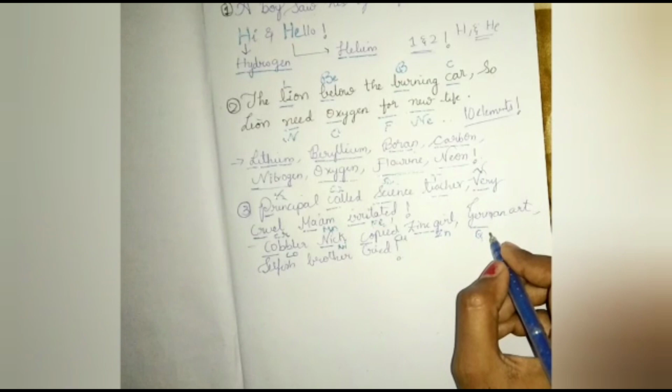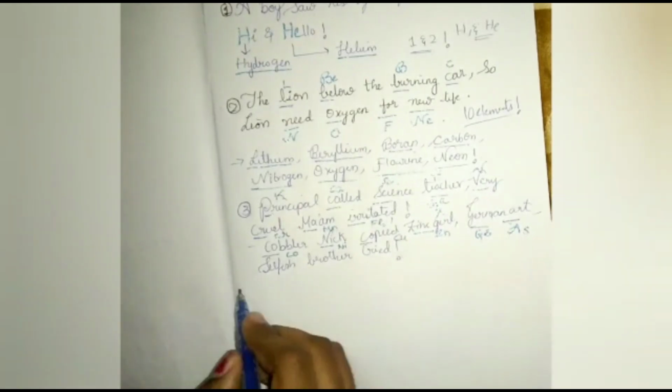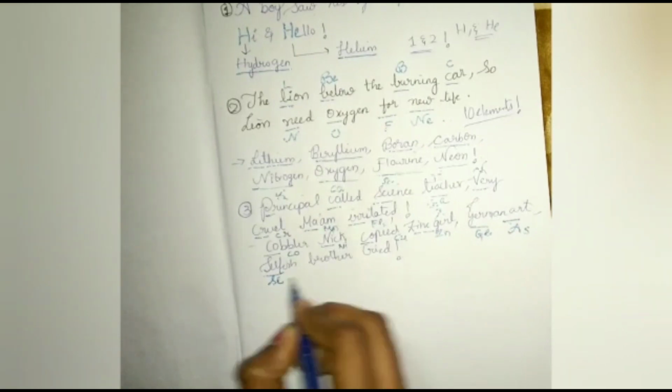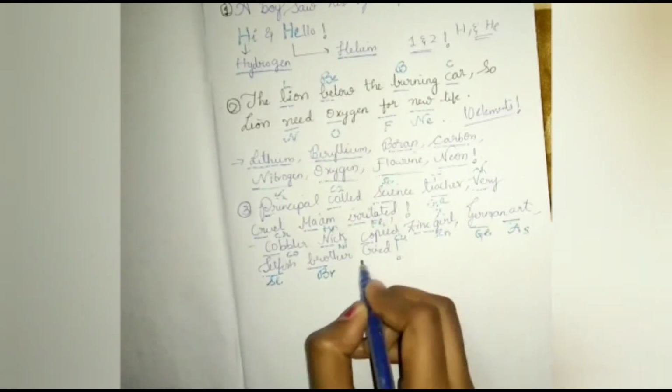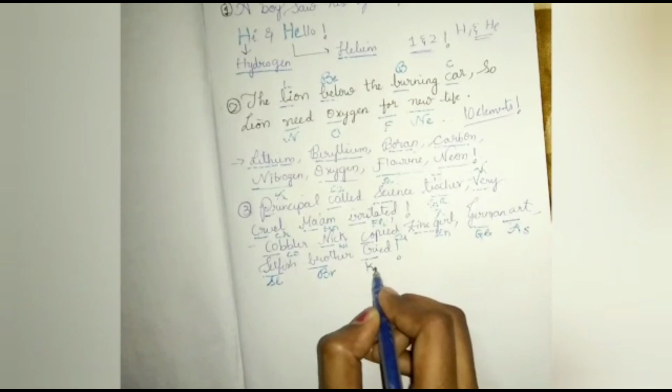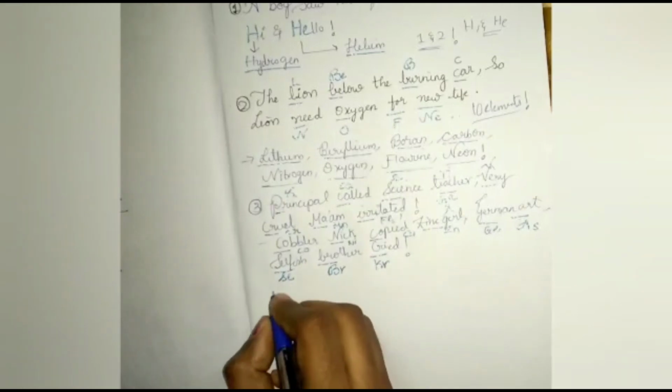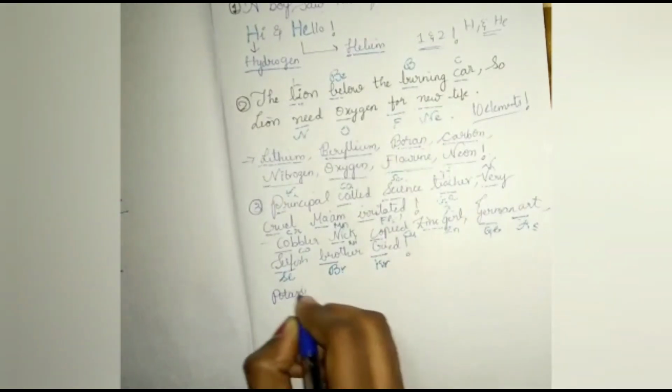These are the symbols of the elements, and next we should write down the full forms of the symbols. Okay, let's go for that. So here K, that is potassium. Ca, calcium. Sc, scandium. Ti, that is titanium. V, vanadium.